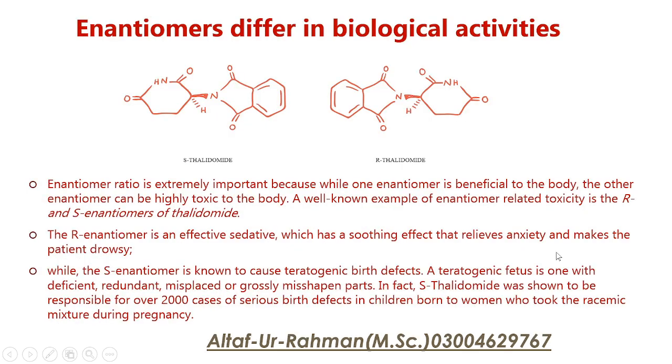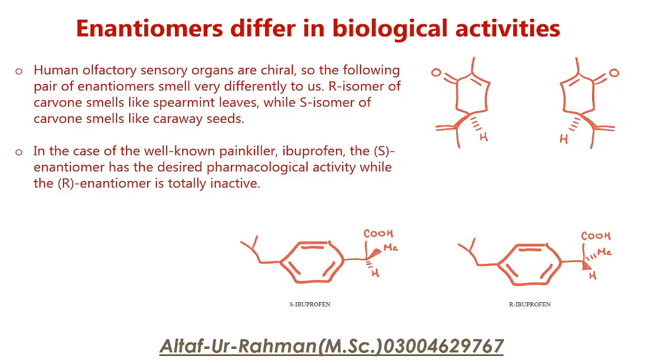Okay, here we have an example. This is thalidomide, S or R. Enantiomer ratio is extremely important because while one enantiomer is a benefit to the body, the other can be highly toxic. The R enantiomer is effective, with a soothing effect that relieves anxiety, while the S enantiomer is known to cause teratogenic birth defects. So obviously when giving this medicine, we should make sure that the R enantiomer is given and not the S enantiomer.